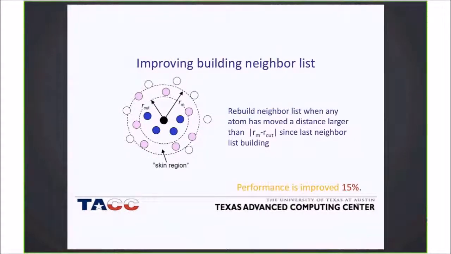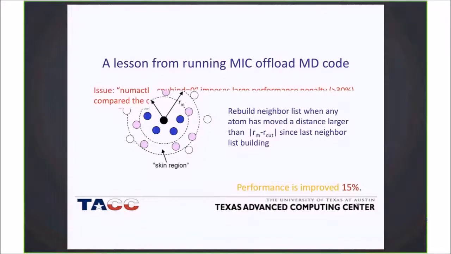Building the neighbor list is also time consuming, so we tried improving the criteria to rebuild neighbor lists. We rebuild the neighbor lists when any atom has moved a distance larger than Rm minus R cut, the skin region, since the last neighbor list build. Generally, one angstrom is large enough for the skin region. With the new criterion, the performance is improved by 15%.